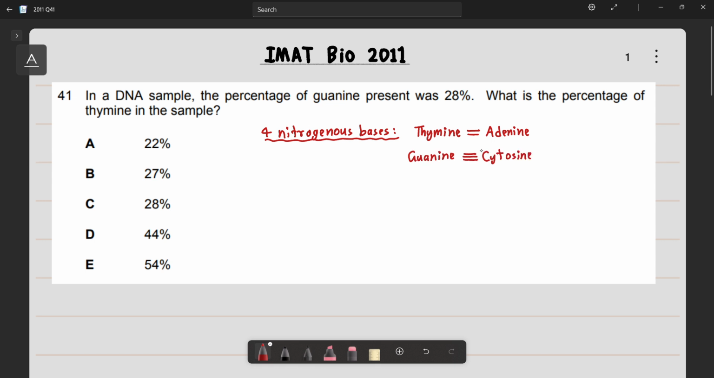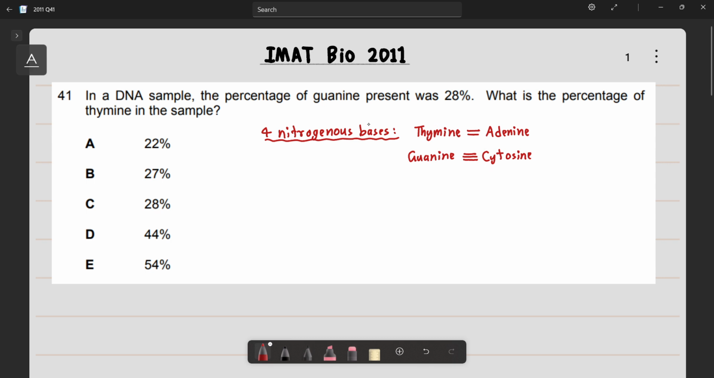For this question, you don't need to know the number of hydrogen bonds because that's not necessary. We're asked about the number of thymine bases in the given sample. But still, for the IMAT, it's very crucial to know the number of hydrogen bonds, which are weak intermolecular forces. For this specific question, it's not required. So these are the four nitrogenous bases: thymine, adenine, guanine, and cytosine.